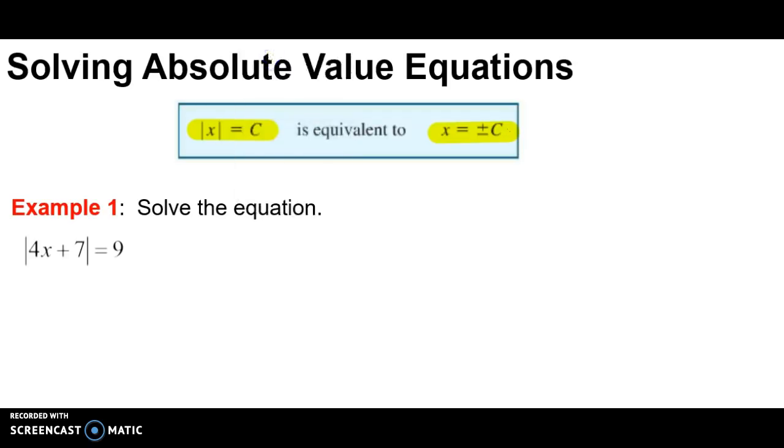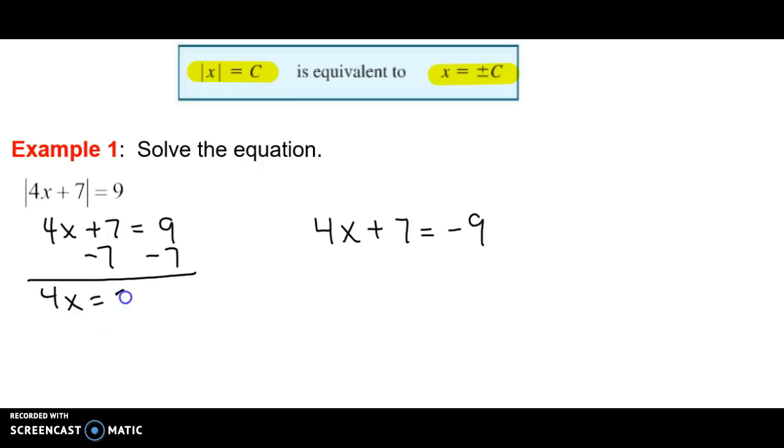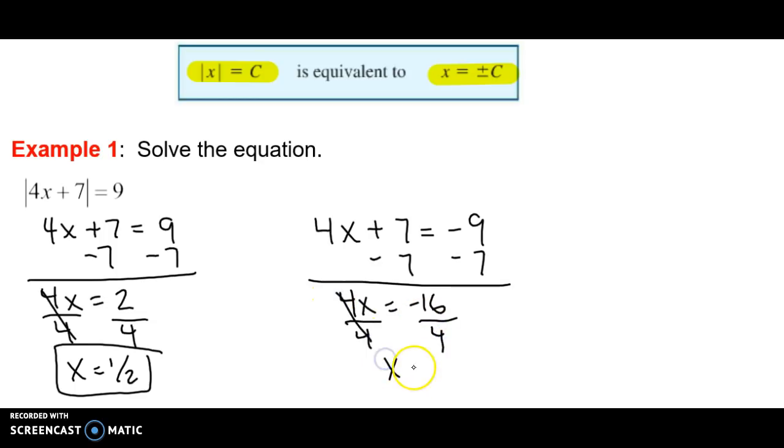In this example, we have the absolute value of 4x plus 7 equals 9, which means I need to write it as 4x plus 7 equals 9, and I need to write it as 4x plus 7 equals negative 9. So this becomes just solving an equation. Subtract 7 on both sides, I get 4x equals 2. Divide by 4 on both sides, I get x equals a half. So there's one solution. Same over here, I'm going to subtract 7 from both sides. So I get 4x equals negative 16. Divide by 4 on both sides, that means that x equals 4. Those are my two solutions.